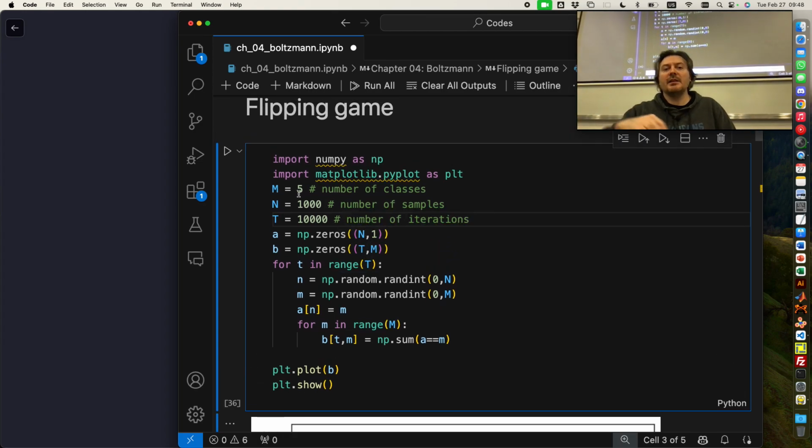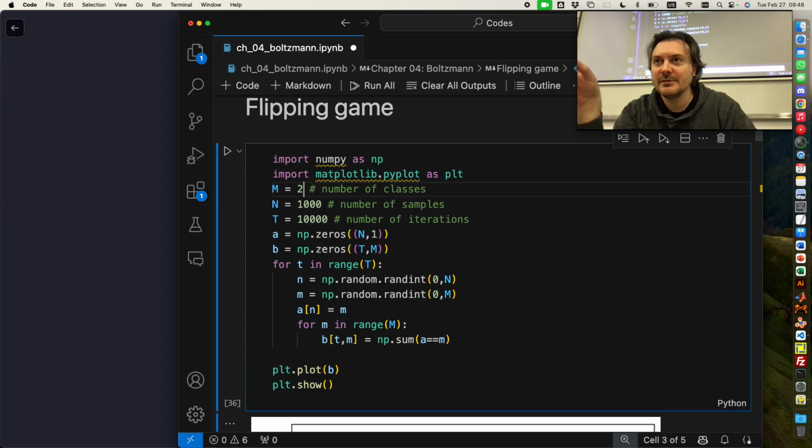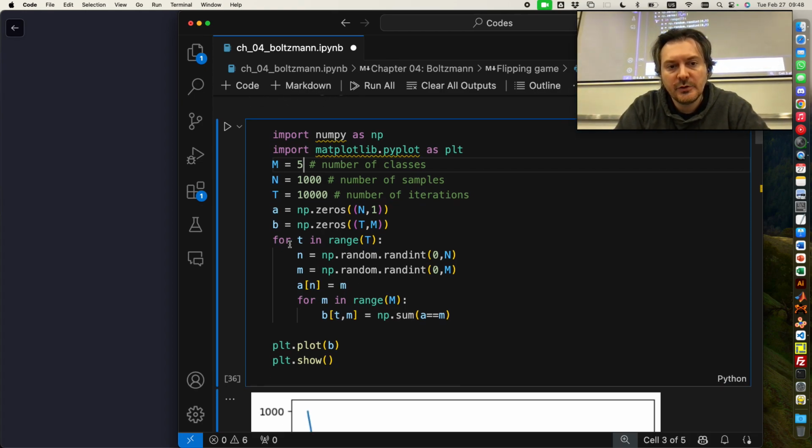M is like, when it's 2, it's either 0 or 1. When it's 3, it's 0, 1, or 2. So let's go with 5. It flips to either 0, 1, 2, 3, or 4. So look, for t in range t, just going over all the iterations.